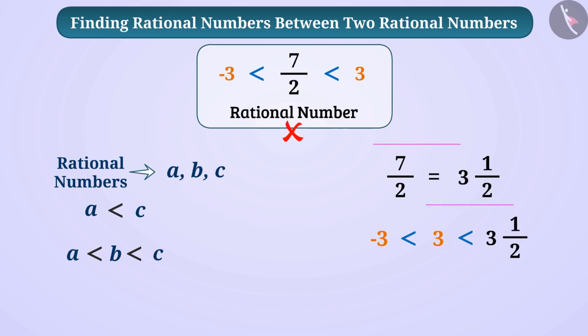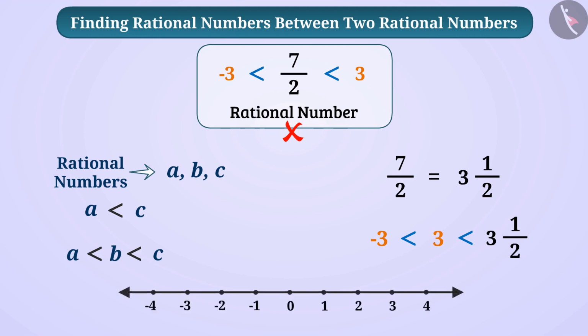Similarly, by comparing the values of numbers, you can find out if a number falls in between the given numbers. This comparison can also be done on the number line. Let us now learn some interesting methods of finding rational numbers between two rational numbers.